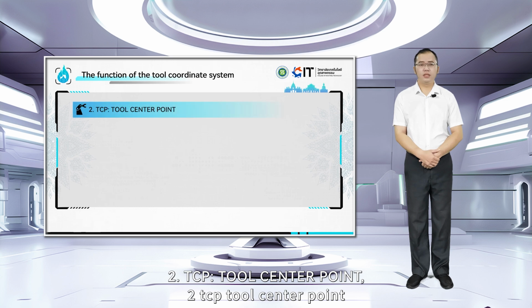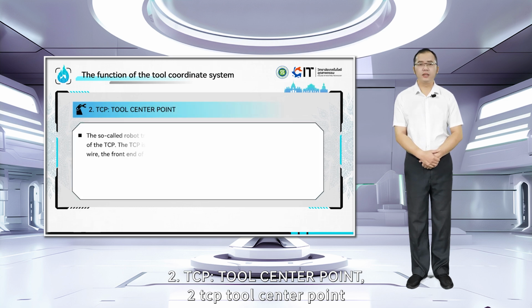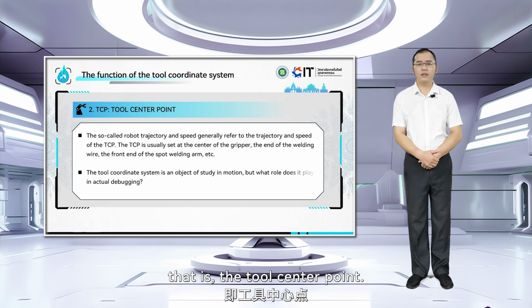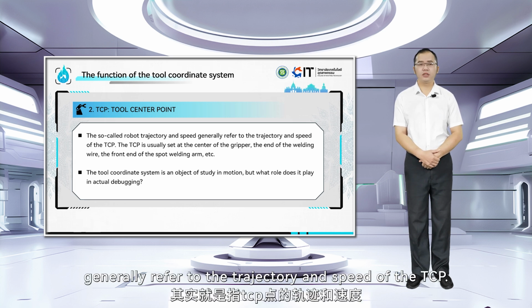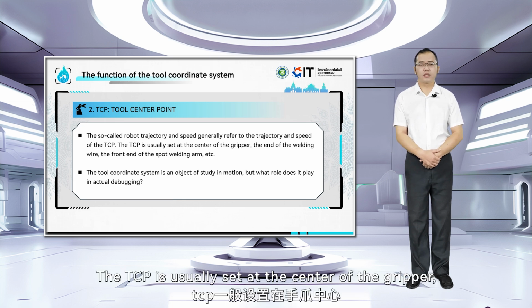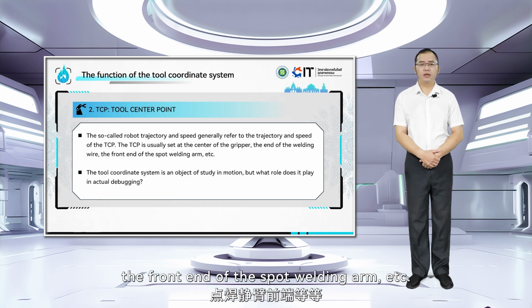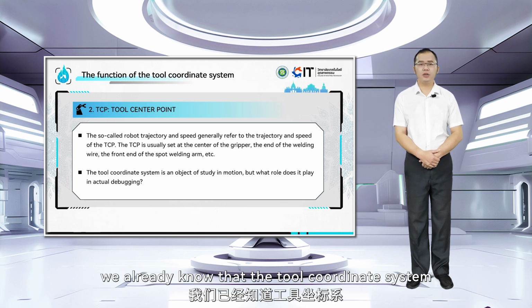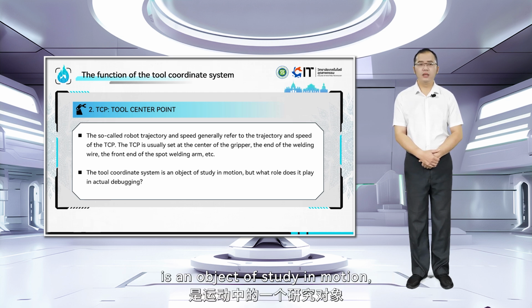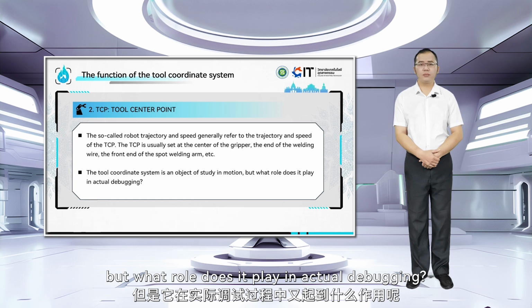2. TCP. Tool center point, that is, the tool center point. The so-called robot trajectory and speed generally refer to the trajectory and speed of the TCP. The TCP is usually set at the center of the gripper, the end of the welding wire, the front end of the spot welding arm, etc. From the objects of study and reference objects, we already know that the tool coordinate system is an object of study in motion, but what role does it play in actual debugging?